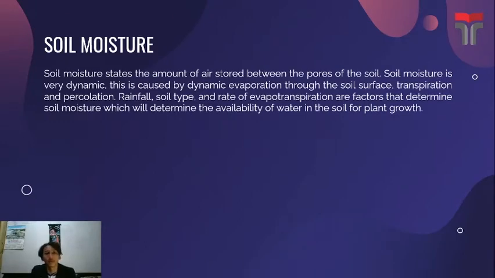And the next, soil moisture. Soil moisture states the amount of water stored between the pores of the soil. Soil moisture is very dynamic. This is caused by evaporation through the soil surface, transpiration, and percolation. Rainfall, soil type, and rate of evapotranspiration are factors that determine soil moisture, which will determine the availability of water in soil for plant growth.